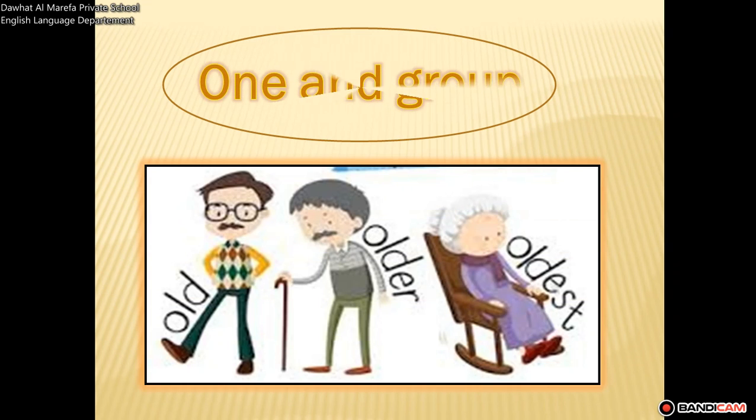Now let's have some examples. When we compare one in the group, this is the superlative. So you can compare this man to this man and say he is old, but this is older. Here are two comparatives. And if we compare this old person to the two, we are going to say she is the oldest.